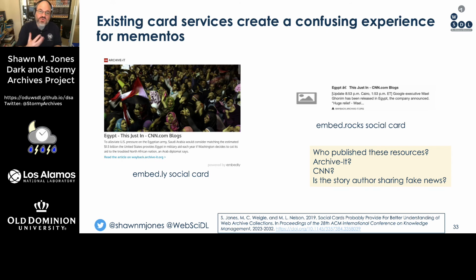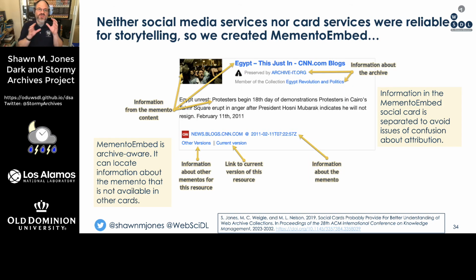Now, as someone who's using this card in a particular story, I need to be concerned that my readers, my visitors, might think that it's fake news because of these inconsistencies. And as you see on the right, Embed doesn't even pull in an image, and it seems to have some character encoding issues, and still simultaneously attributes the content to CNN and Archive-It. So neither social media services nor card services were reliable for storytelling, so we created Memento Embed.